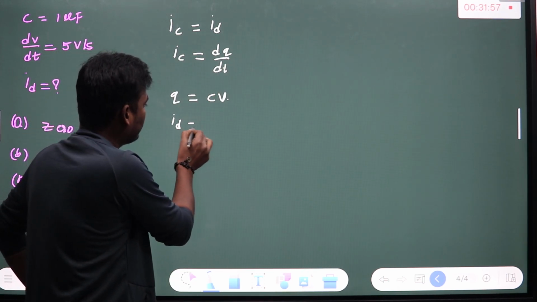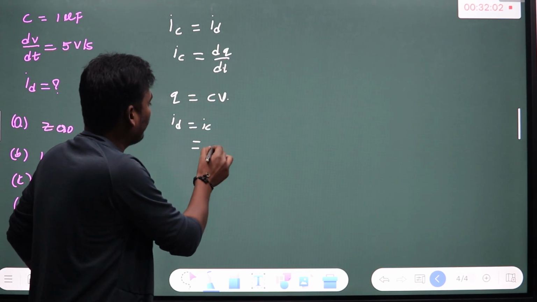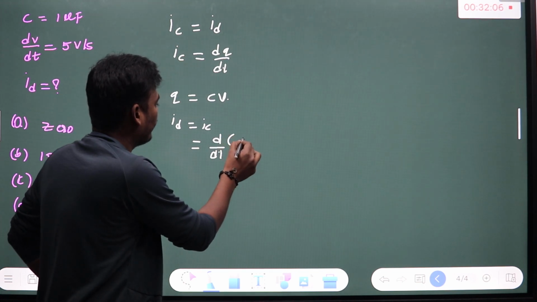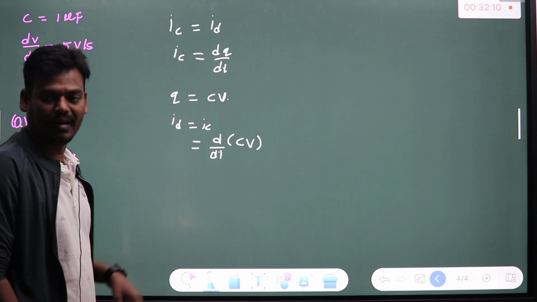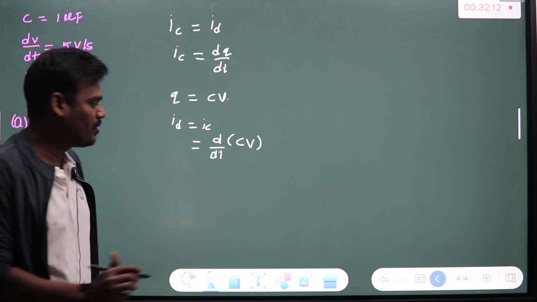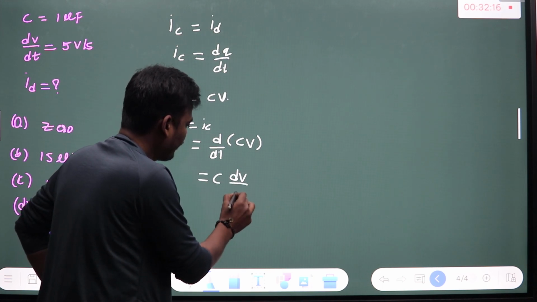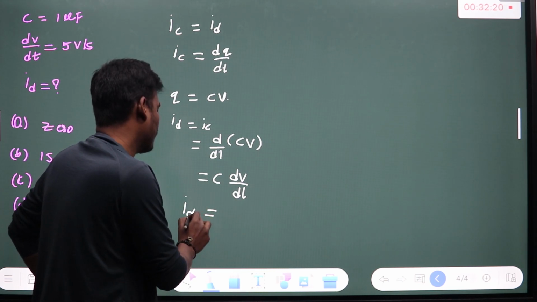So now ID is equal to IC. Am I right? Now the IC value we have is d by dt. In place of Q, I'll be substituting C into V. Right? So the capacitor value is the same, it does not change, so I'll take it out. C dV by dt. So now we can find out the displacement current by substituting the values.